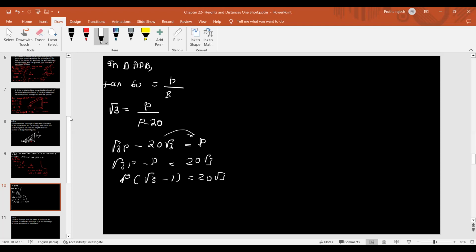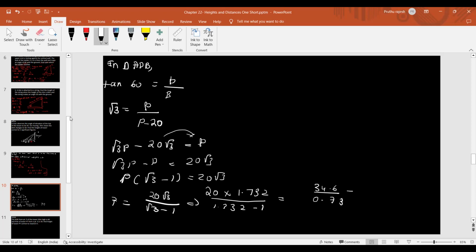Now AB, which was the perpendicular, equals 20 root 3 divided by root 3 minus 1. So this is nothing but 20 into 1.732 divided by 1.732 minus 1, which is nothing but 34.6 divided by 0.73, which gives us the value of 47.39.